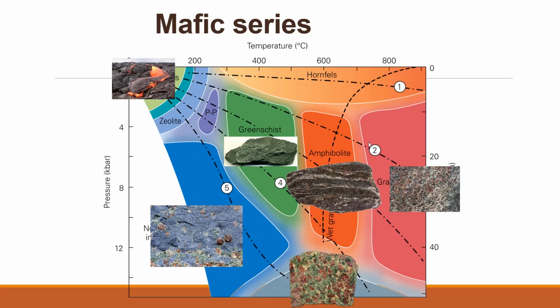So if we start off with the mafic series, we start off with basalt. If we go through regional metamorphism, we will go into the greenschist facies. Then we will go into the amphibolite rocks and finally get into more of our migmatite rocks. Whereas if we go through the blueschist facies, we will go into blueschist rocks and then into a rock called an eclogite.